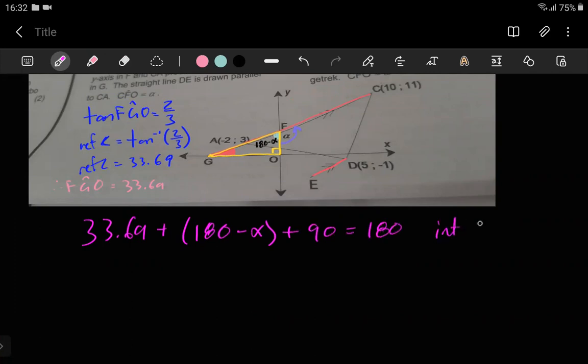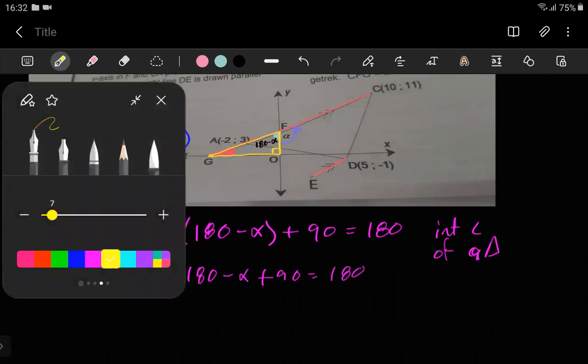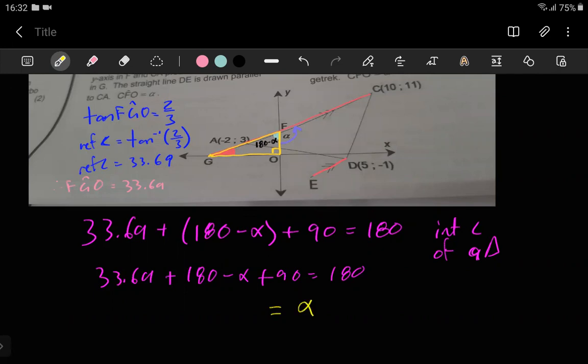The reason is just interior angles of a triangle. We said for analytical geometry you don't have to write the reasons, but it's a good habit to form. So here we're going to have 33.69 plus 180 minus alpha. And then if you take alpha to the right, alpha is going to be a positive number now. And if you take the 180 to the left, those will cancel out. So it's like this plus the 90. I think this is where the whole plus 90 issue comes in.